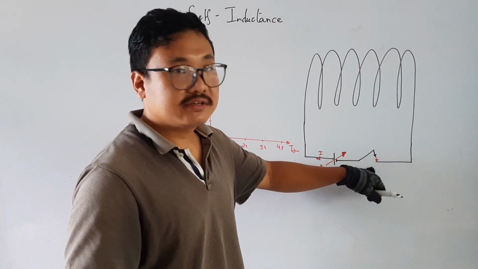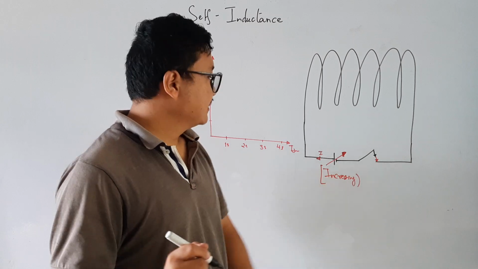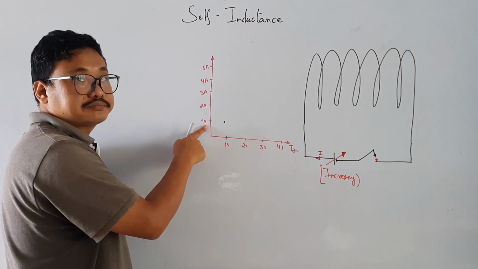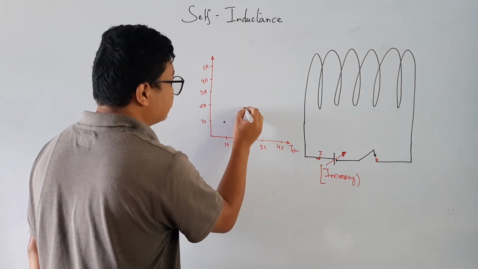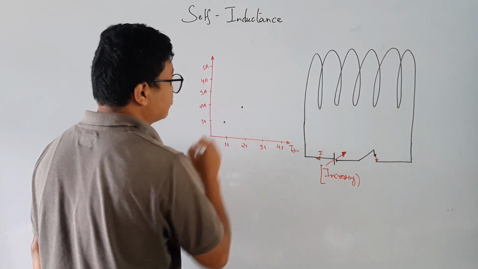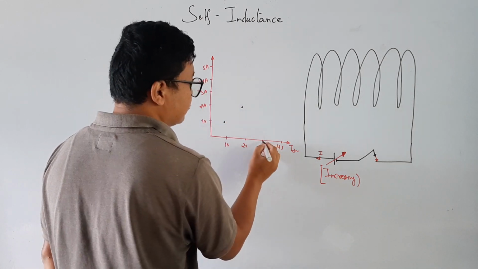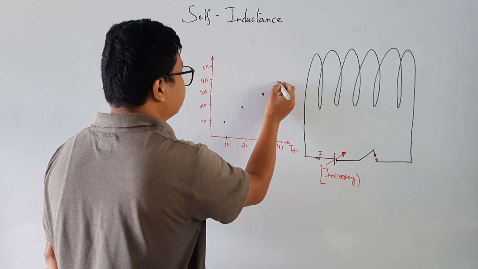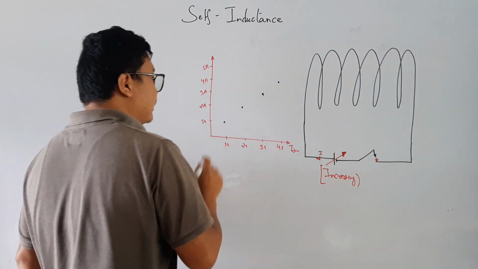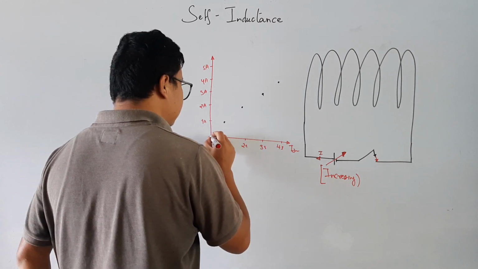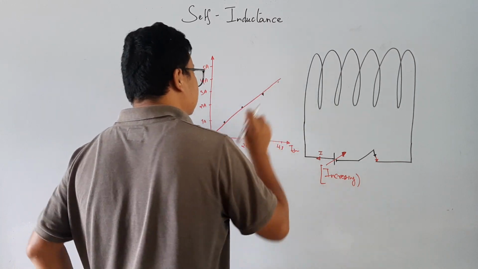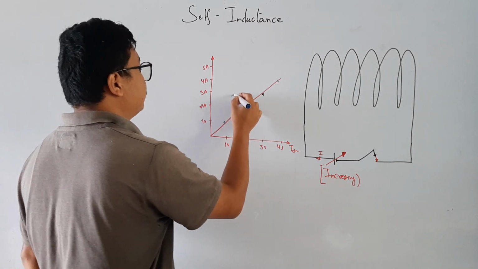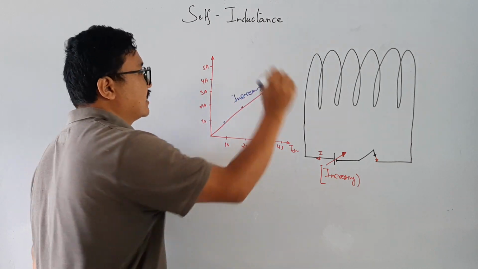So I tap it here, I switch on the key, I close the key, then in the first second this current has passed. How much current? 1 ampere. In the second second it has passed this much. In the third second it reaches this 3 ampere. In the fourth, it reaches this 4 ampere. And whenever I join all these points, I will get this kind of graph. So this is the graph of the current. So the current is increasing.